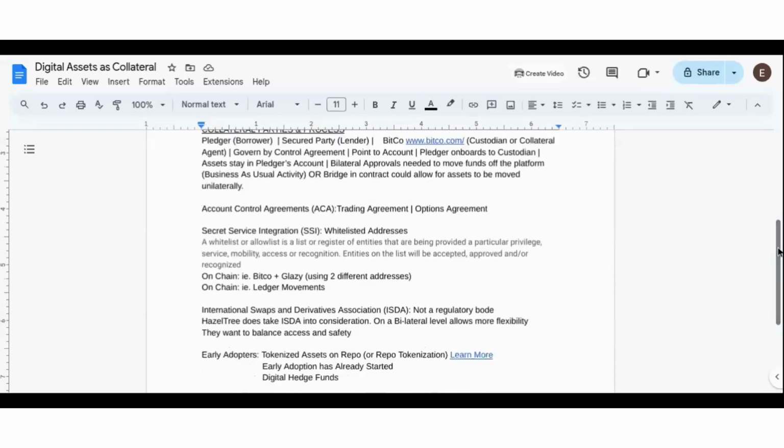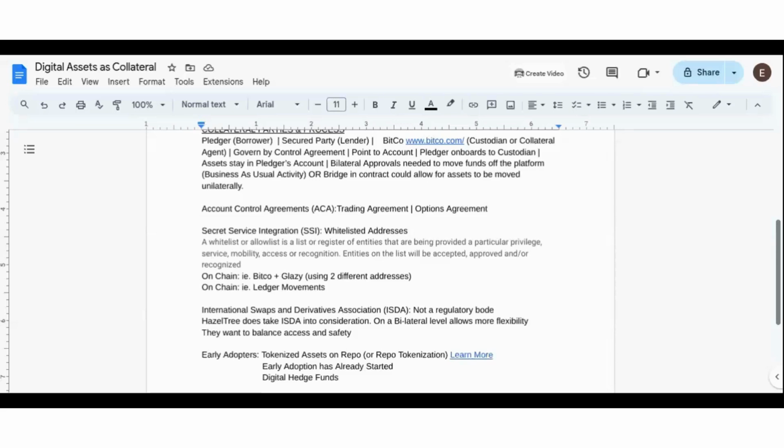I like this right here, SSI, because I definitely was thinking something else with that, but it's a secret service integration. And this is for whitelisted addresses. And I just put the definition here just in case you didn't know what that was. Kind of like me there, because I had a different definition for the SSI. But a whitelist or allow list is a list or register of entities that are being provided a particular privilege, service, mobility, access, or recognition. Entities on the list will be accepted, approved, and are recognized.